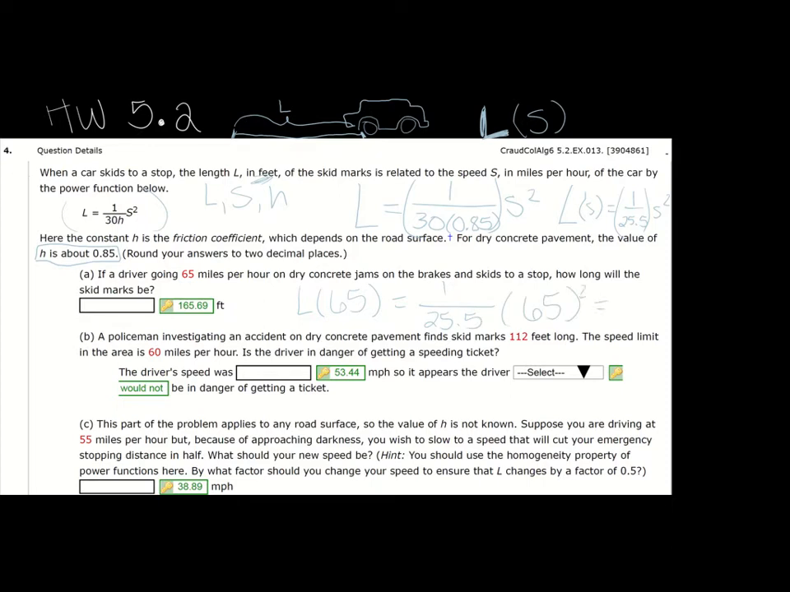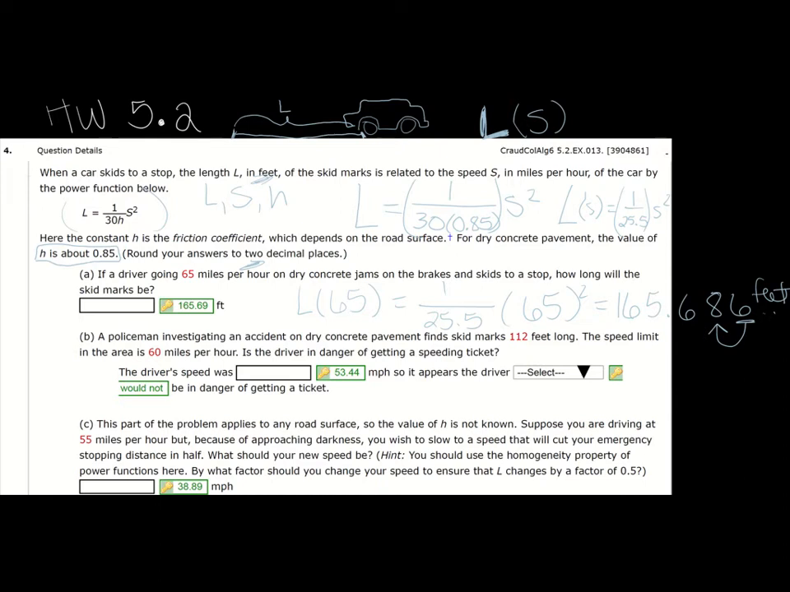What came out of my calculator was not the exact same answer they got, but I did have a decimal that was pretty darn close. It looks like they give us a hint to round to 2 decimal places. So once you round, you'll see that you do get 165.69, and that's the length of the skid mark in feet. If you're going 65 miles an hour, you slam on the brakes all the way to a stop, the skid mark that you'll leave on the road will be about 165 feet long and some change.